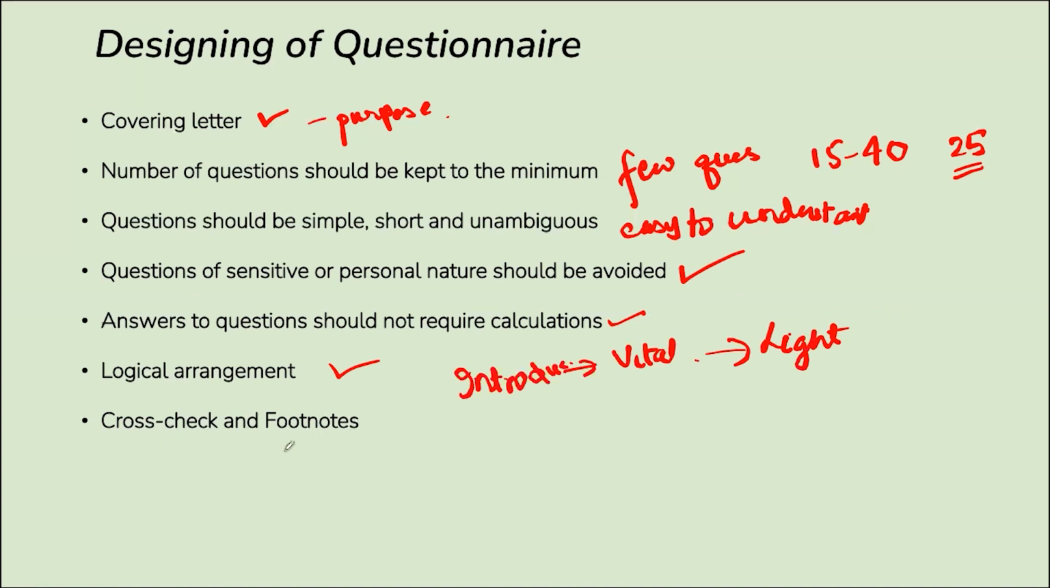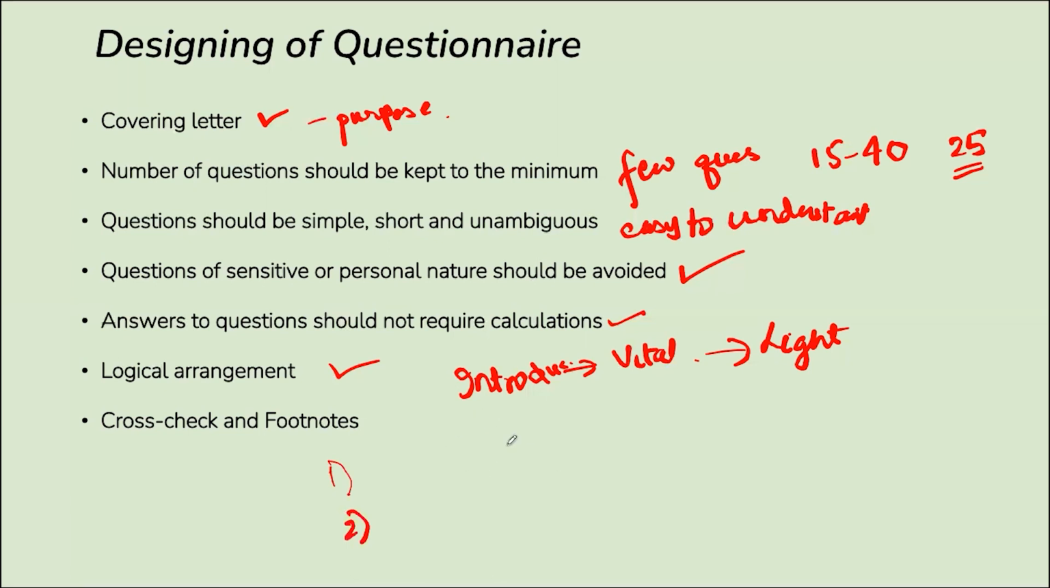Cross-check and footnotes are basically to check the reliability of the information. For example, when a question related to income is asked, it is desirable to include a question, are you an income tax assessee? So they can check the reliability of the question. The first question can be, what is your income? The second, what is your income, is not a very relevant question. You can ask, do you earn? And then you can ask, are you an income tax assessee? So this will cross-check the questions.